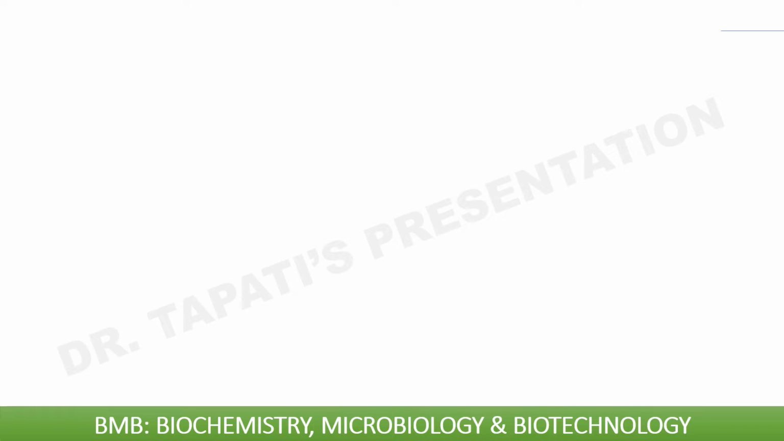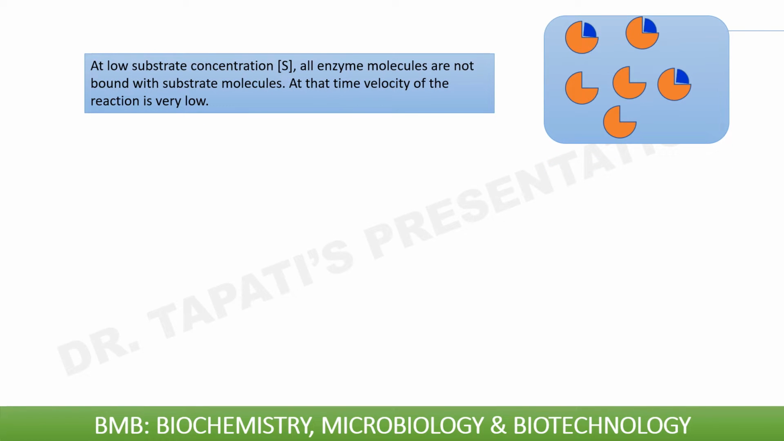In an enzyme catalyzed reaction, at low substrate concentration, all enzyme molecules are not bound with substrate molecules. At that time, the velocity of the reaction is very low. If you see this figure, brown color is for E, the enzyme, and blue color is for substrate. Here, very few substrate molecules are present. Therefore, a lot of free enzyme molecules are available. As the concentration of substrate is low, the velocity of the reaction is low.